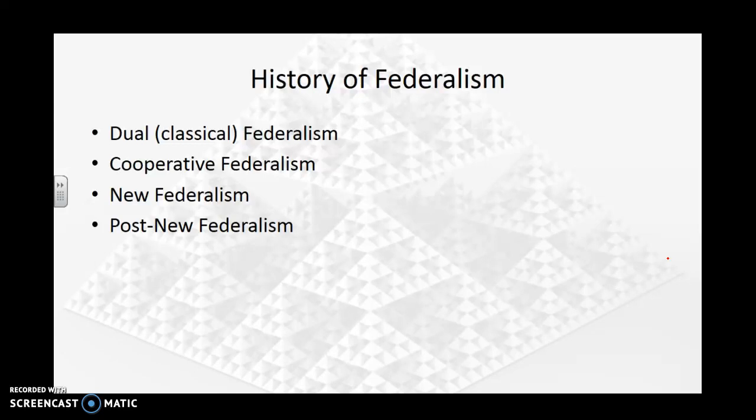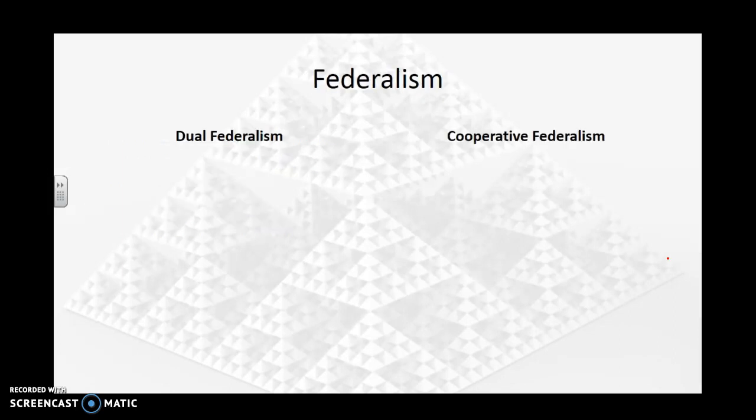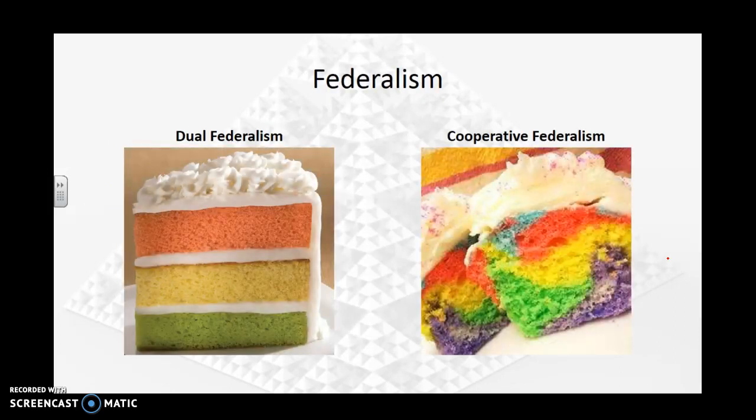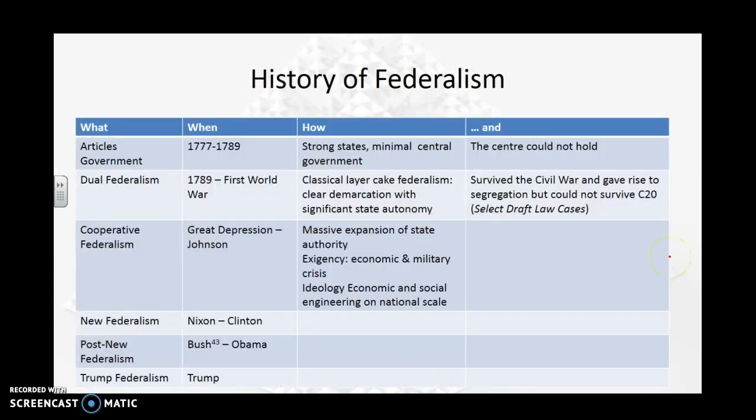Okay, I've got about 3 minutes left. So very, very quickly, dual federalism, cooperative federalism, new federalism, post-new federalism. Dual federalism we established was the layer cake. Cooperative federalism is much more messy. You should really just, I think, have a look through this. The point is that when the proverbial hits the fan, it's very, very difficult for states to deal with that by themselves. And so the federal government really needs to come in.